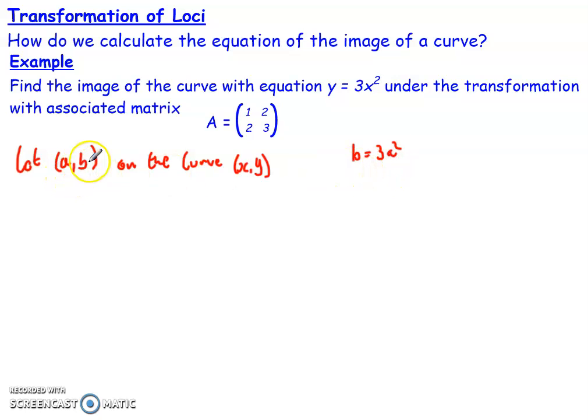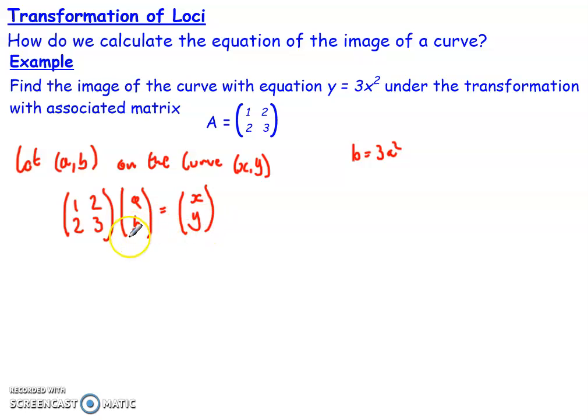Yeah, if (a, b) is on our curve at some point, this has to be true: b equals 3a squared. But we then have to ask ourselves, what is the relationship between this and the point (x, y), i.e. the image of that curve? What we know is that if we take our transformation matrix, (1, 2; 2, 3), and multiply it, and look to enact a transformation on any typical point on the curve, what that will give us is the image, which is what we assumed the (x, y) is.